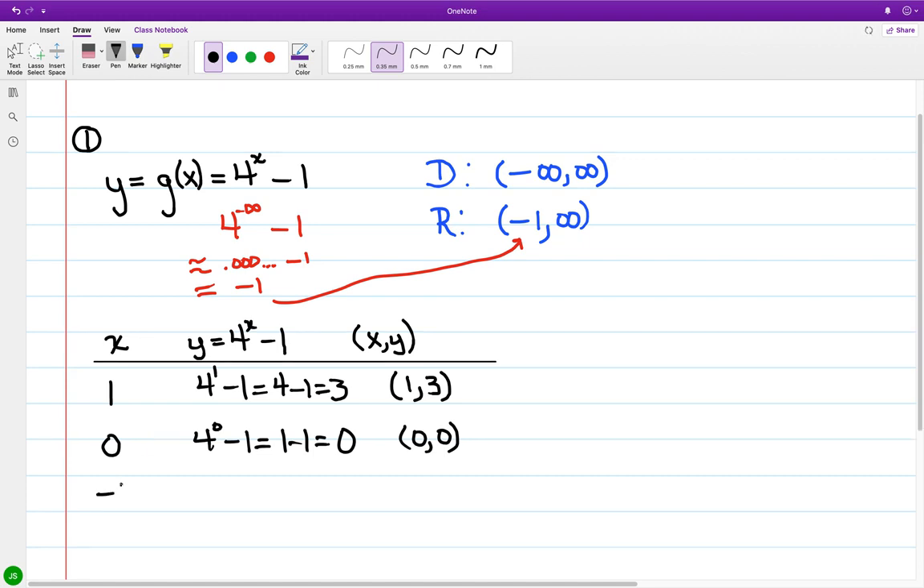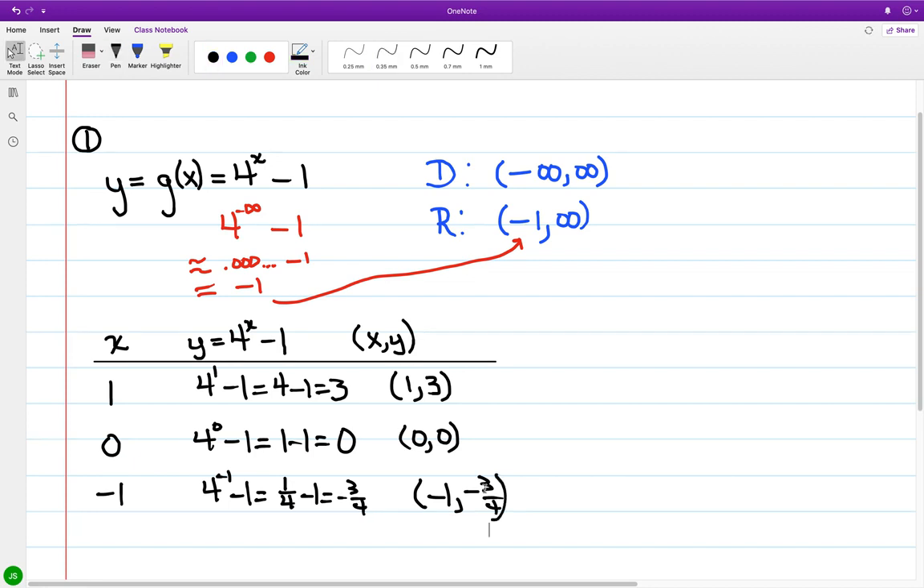And I'll take one more point here. We have 4 to the negative 1 minus 1. 4 to the negative 1 is 1/4, minus 1, so that'll be minus 3/4. So another point that we would have is negative 1 and negative 3/4.